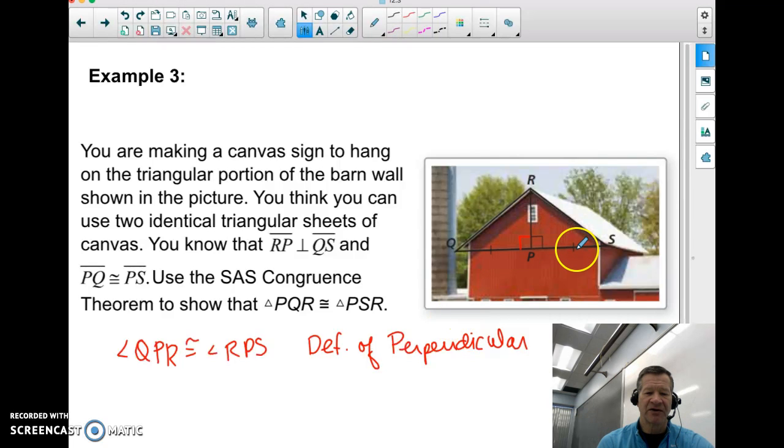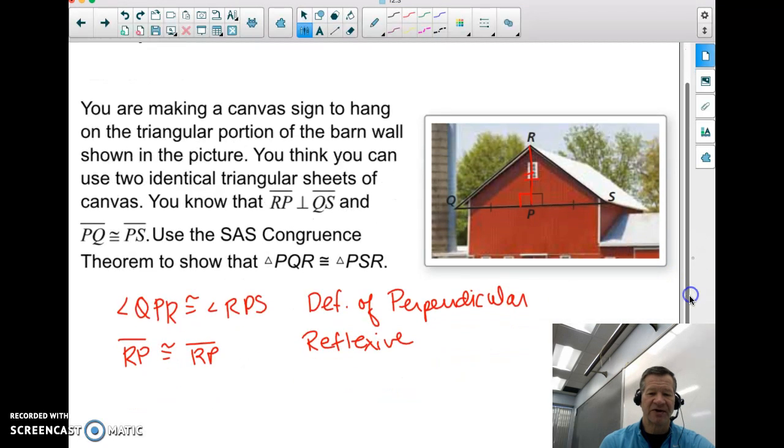Now, these sides are already marked congruent. Side RP is part of both triangles. It goes right down the middle. So segment RP is congruent to itself. And remember, the reason for that is we call that the reflexive property. And therefore, these triangles must be congruent by side angle side.